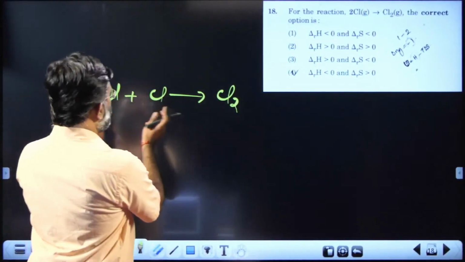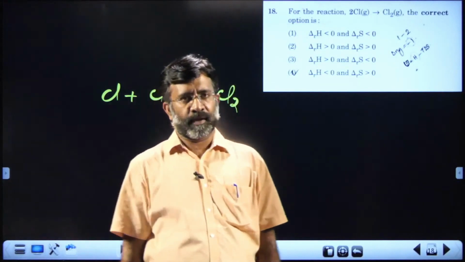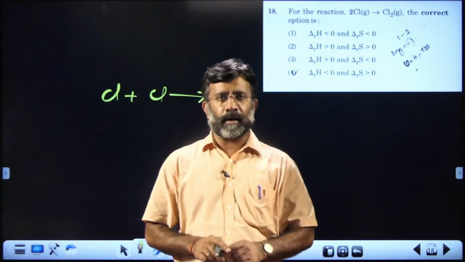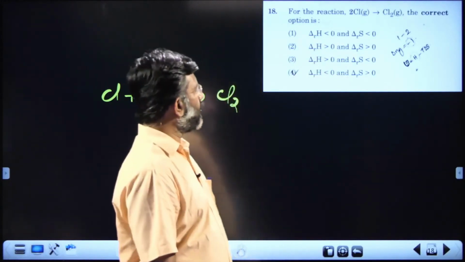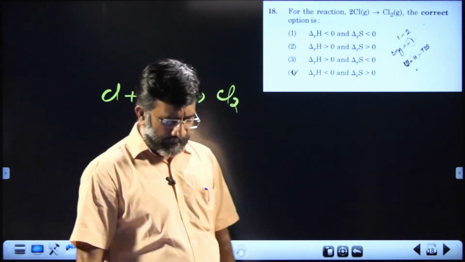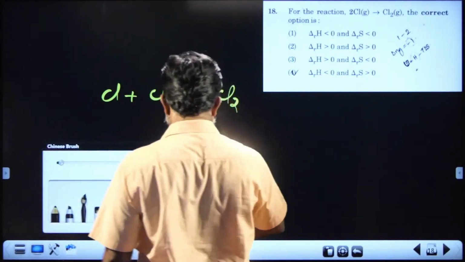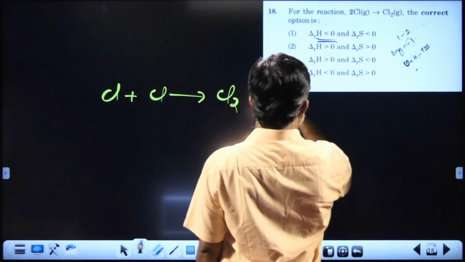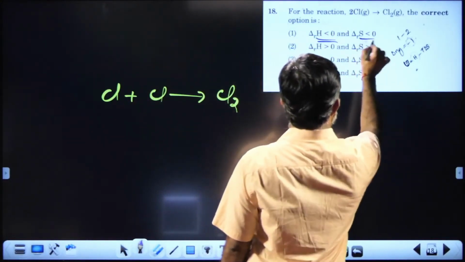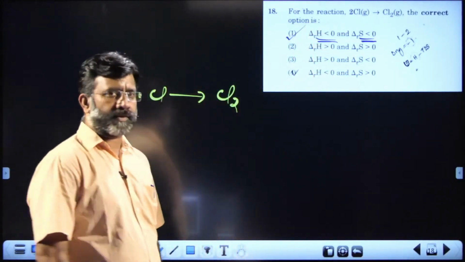And two atoms unite to form a single particle. Entropy decreases, so 2 particles become 1 particle. Entropy decreases, energy releases. Delta H is less than 0, Delta S is less than 0. First choice is the correct answer. Delta H less than 0, that is exothermic. Delta S less than 0, entropy decreases. First choice will be the correct answer.